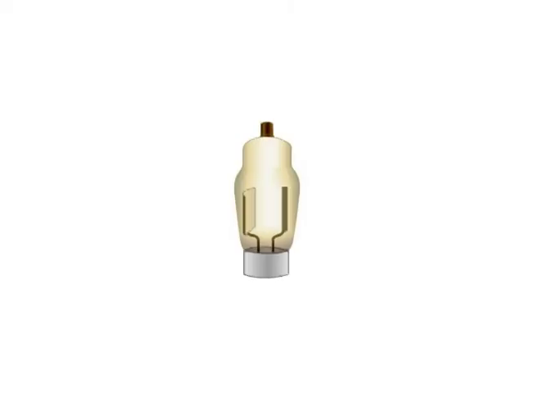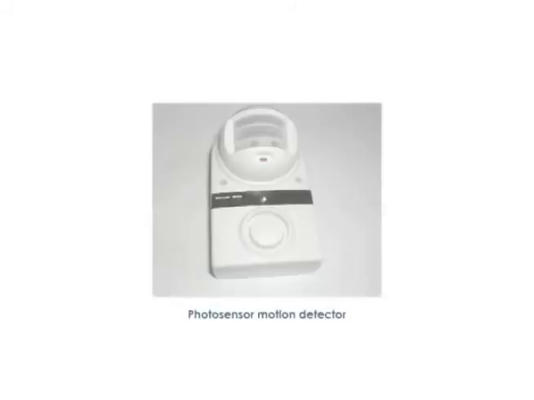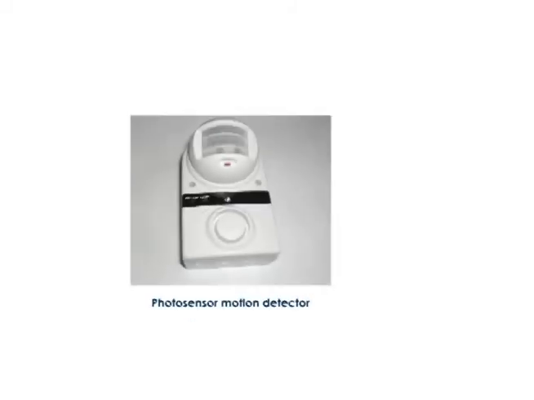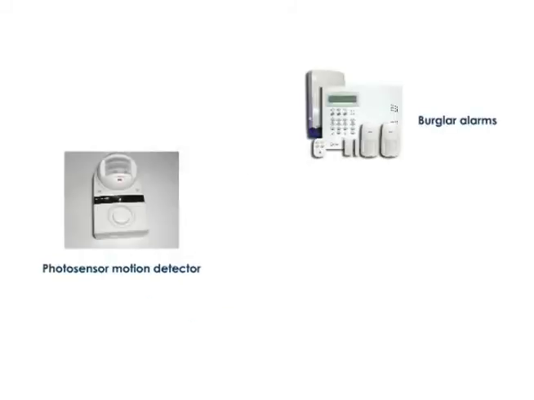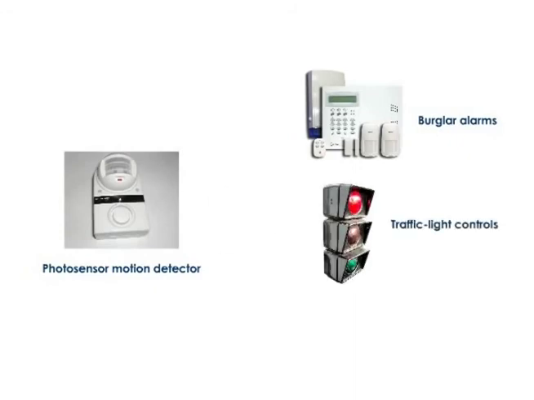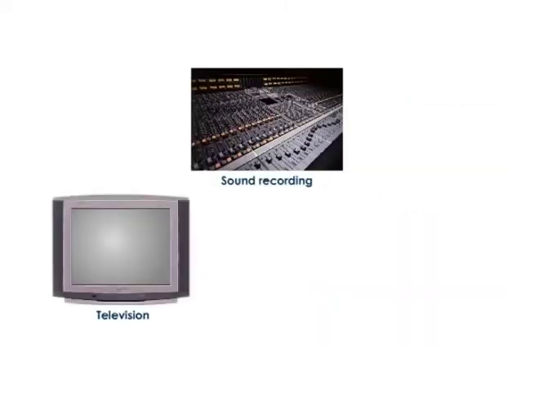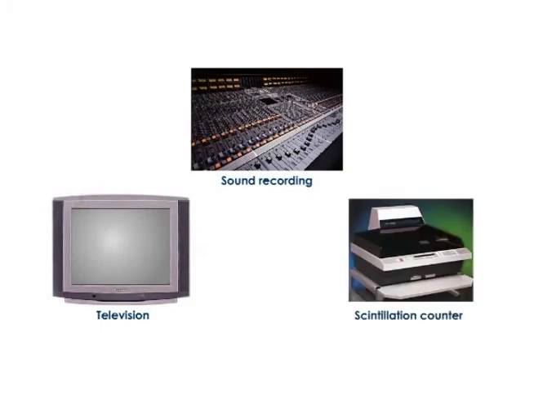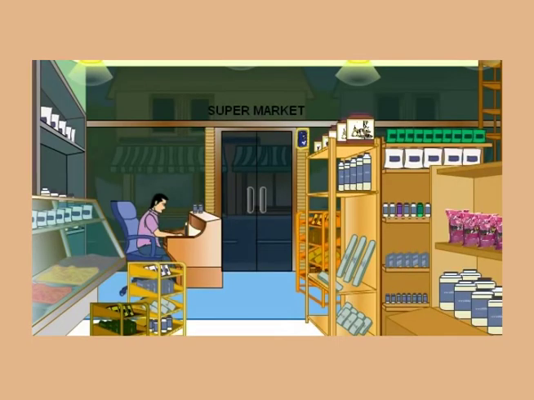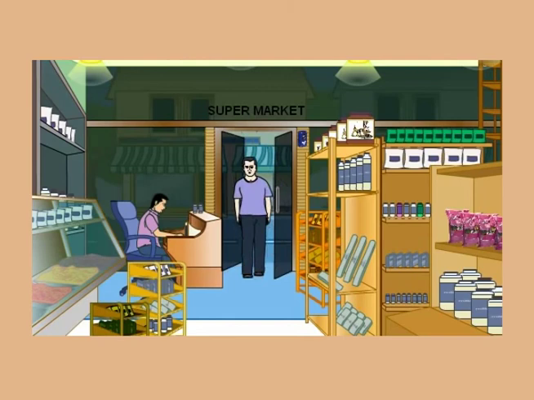The photoelectric cell is applied in photosensor motion detectors used in burglar alarms, traffic light controls, and automatic door openers, whereas certain types of phototubes are used in sound recording, television, and in scintillation counters. Photosensor motion detectors are the devices you see in a store at a shopping mall. When someone enters the store, the motion detector sounds a bell.